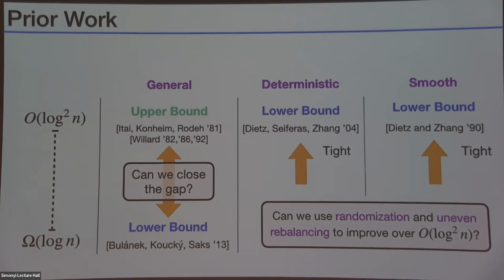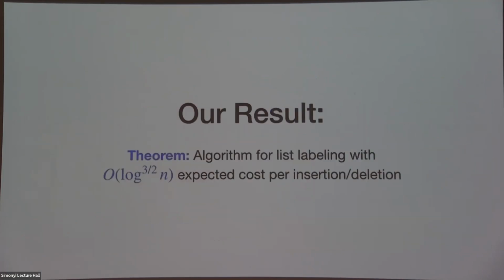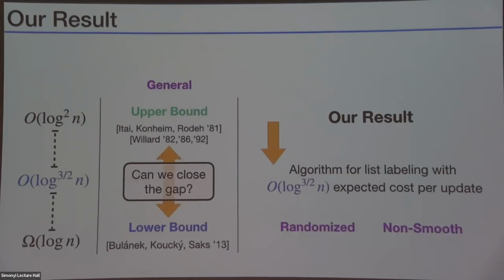So the main result in this work is an algorithm for this problem that has log to the 3/2 n expected cost per insertion or deletion. If we go back to this original picture, now there's a gap between log to the 3/2 and log. We don't know what the answer is, but we do have an upper bound of log to the 3/2.